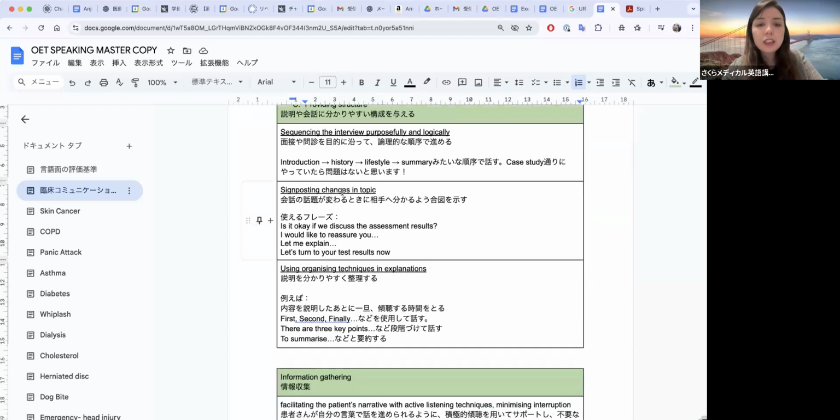Okay. Signposting changes in topic. This is quite important. Like, is it okay if we discuss assessment results? I'd like to reassure you. Let me explain. Let's turn to your test results now. That sort of thing. So we know, okay, we're talking about this now. I usually explain it to my students like, imagine you're putting up a big flag and saying, this is what I'm going to talk about next. It's going to make it much easier for patients to understand the concept when they know what is coming next. So, let me reassure you, let me explain.